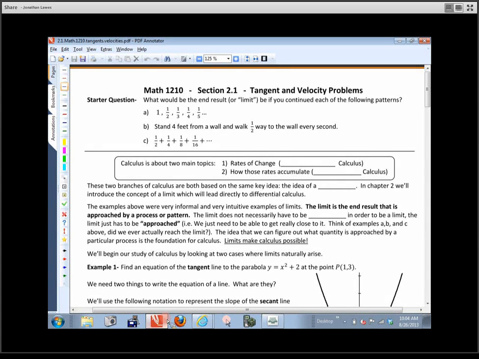So this says, what would be the end result, or we're going to use the word limit, if you continued each of the following patterns. Let's take a look at this one right here: 1, 1/2, 1/3, 1/4, 1/5. We can spot the pattern pretty easily. The next one in line would be 1/6, then 1/7, and so forth. What would be the end result of that if I just continued that forever? It would be approaching zero. It would never actually equal zero, but we'd get closer and closer to zero, okay?